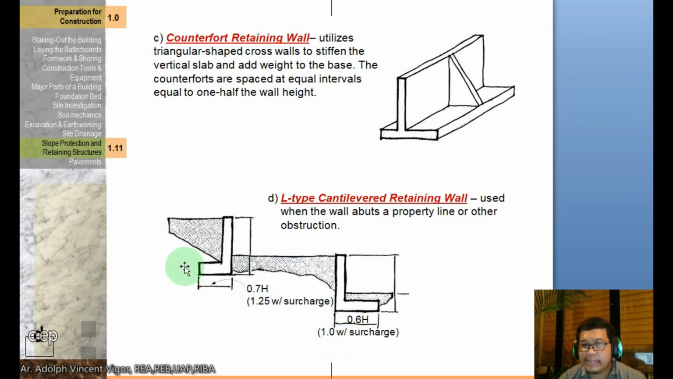Okay? So always remember, class, that if your building or project abuts or is adjacent to another property, always make sure that your footing will not breach the property line of the building or structure that you're building, because the other side is already owned by a different owner.